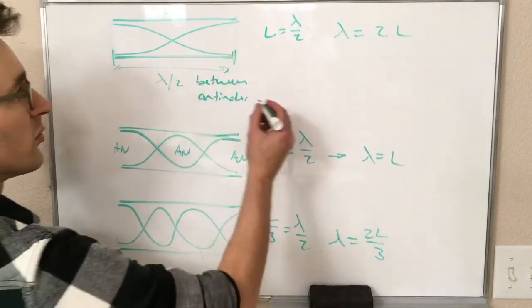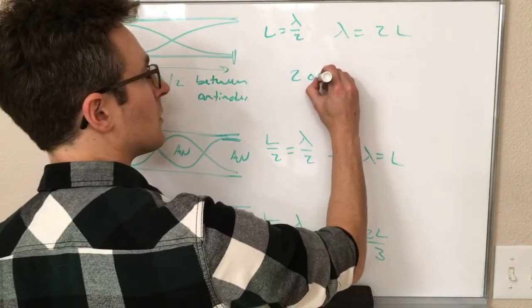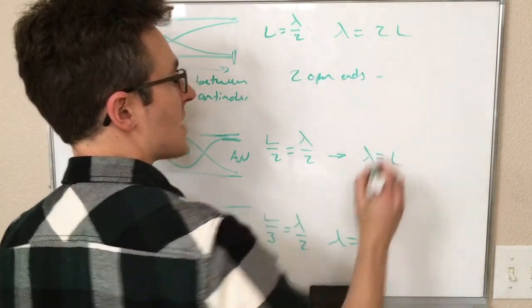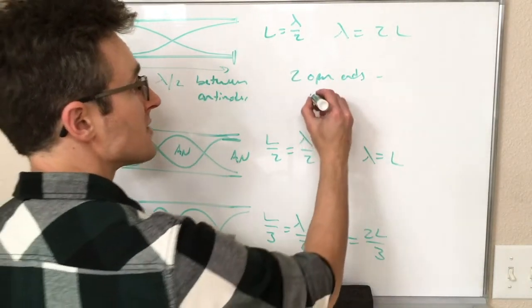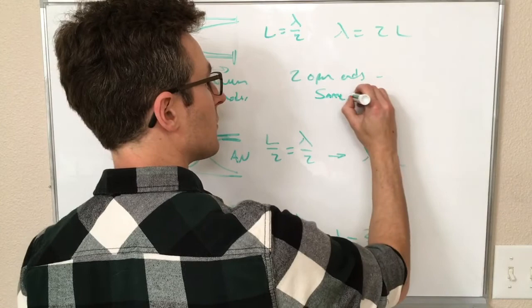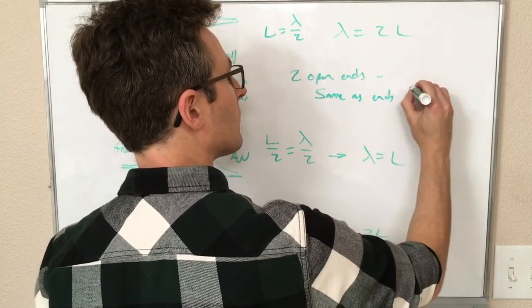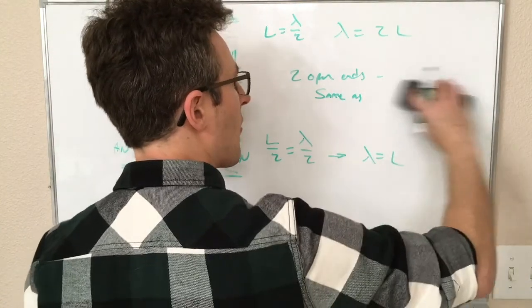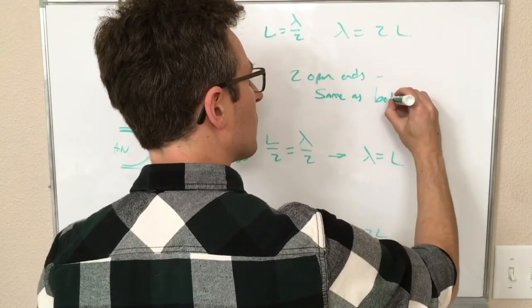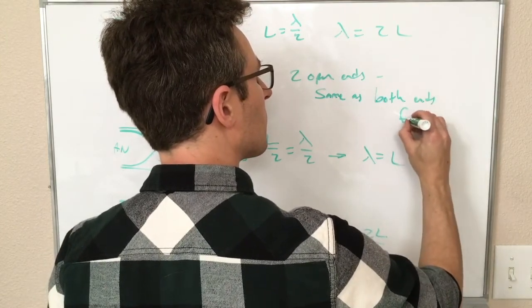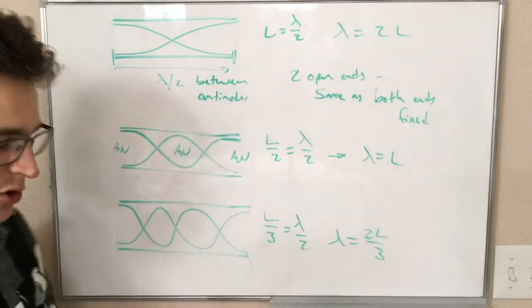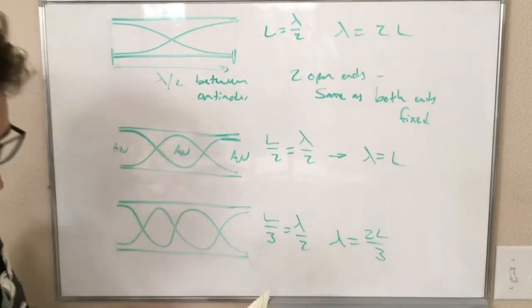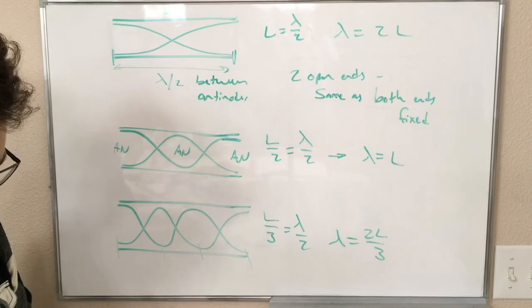So for a system with two open ends, it turns out the standing wave wavelengths and frequencies are the same as if both ends are fixed. Or, in the case of the tube, the standing waves are the same as if you had a cap on both the ends.